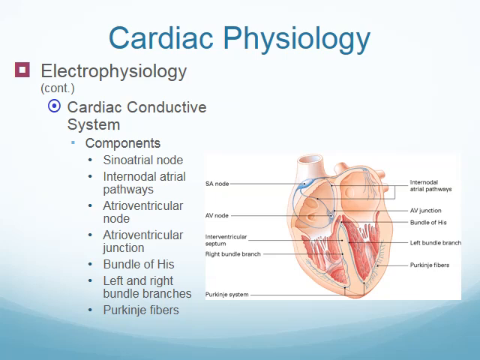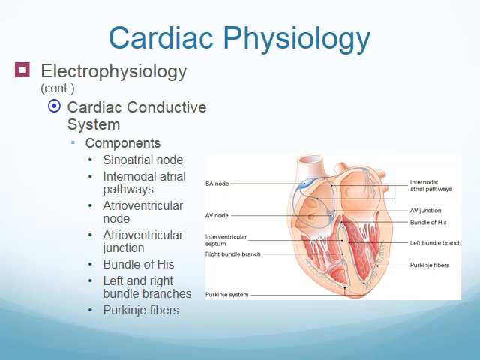So what happens is we have some wiring that runs from this SA node, travels all the way down to the bottom of the apex of the left ventricle, and we'll talk about what that wiring looks like and why it's important here.